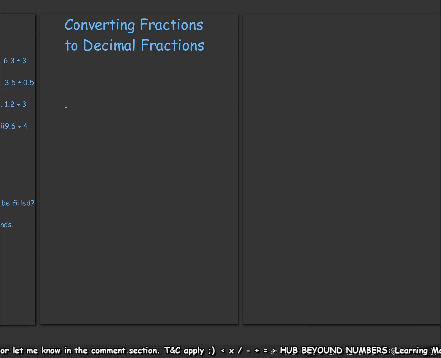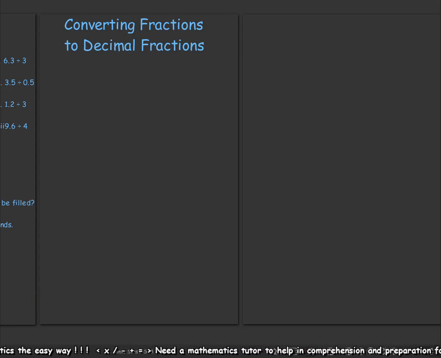In this lesson, we are looking at converting fractions into decimal fractions. By the end of this lesson, you should be able to convert simple fractions into decimals and understand the relationship between decimal fractions and fractional notation. Without much ado, let's quickly go into it.